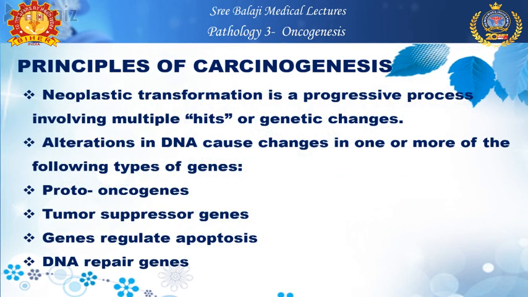So what is the principle of carcinogenesis? Neoplastic transformation is a progressive process involving multiple hits or genetic changes. These multiple hits can be because of radiation, chemicals, viruses, or microbes. Any of them can cause a neoplastic transformation. Alteration in DNA causes changes in one or more of the following types of genes: proto-oncogenes, tumor suppressor genes, genes which regulate apoptosis, and DNA repair genes.